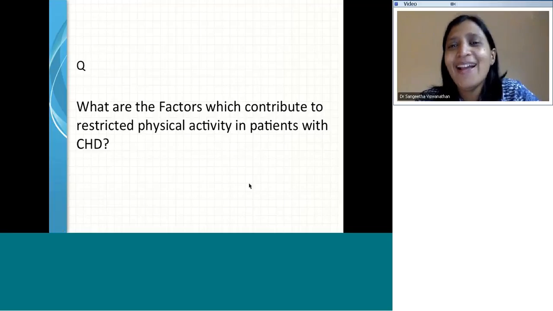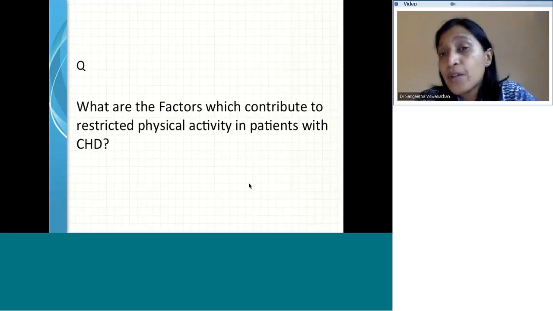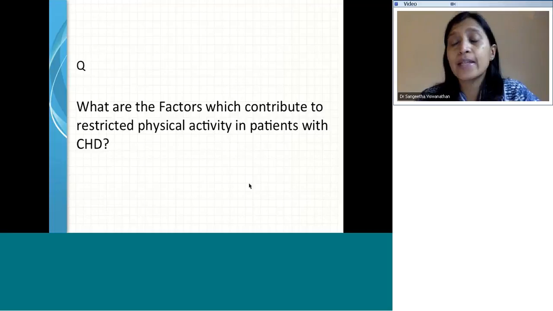Yay! Okay, good. So, fixed cardiac output. So, okay, so first we'll look at the hemodynamic or structural factors that can restrict physical activity. Fixed cardiac output. What are the other reasons, apart from left ventricular outflow tract obstruction, that can reduce your cardiac output?